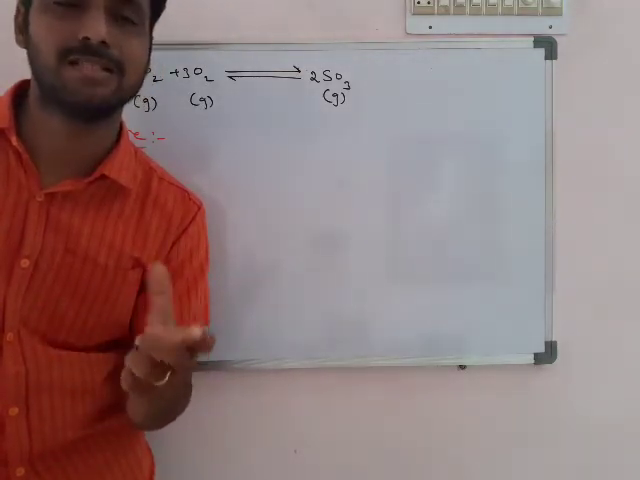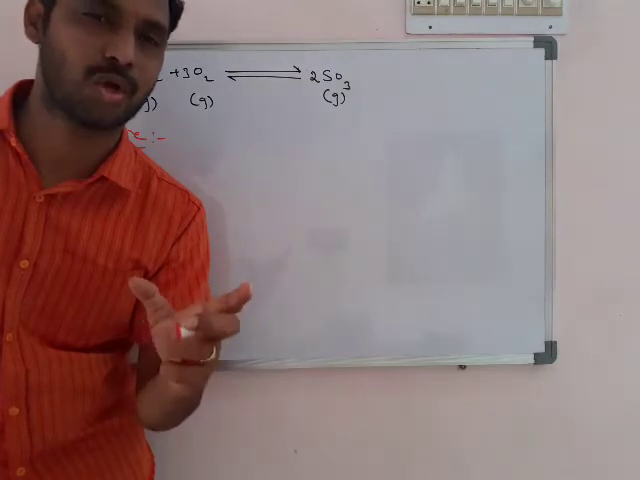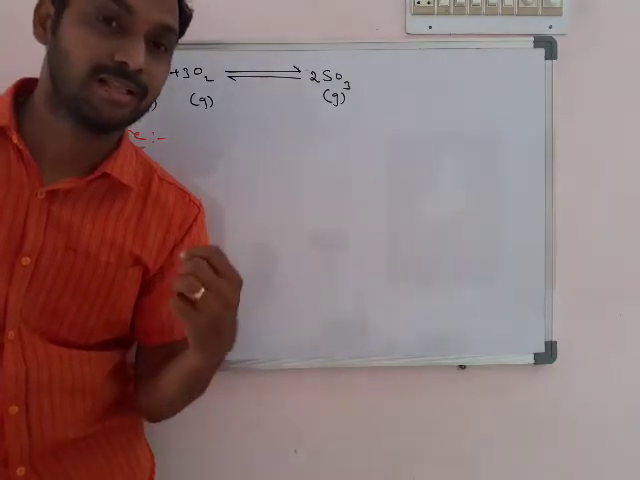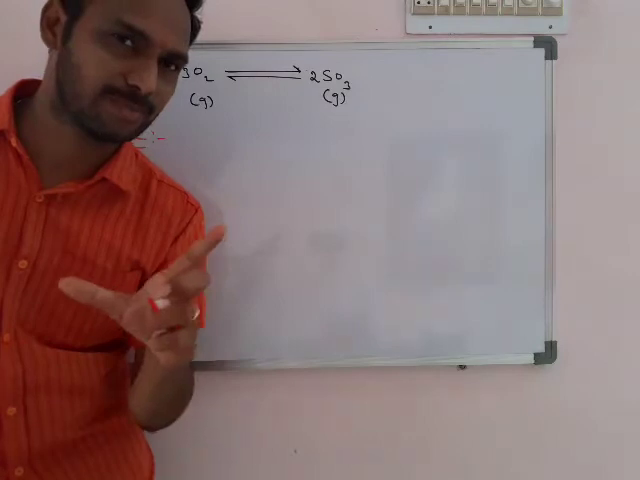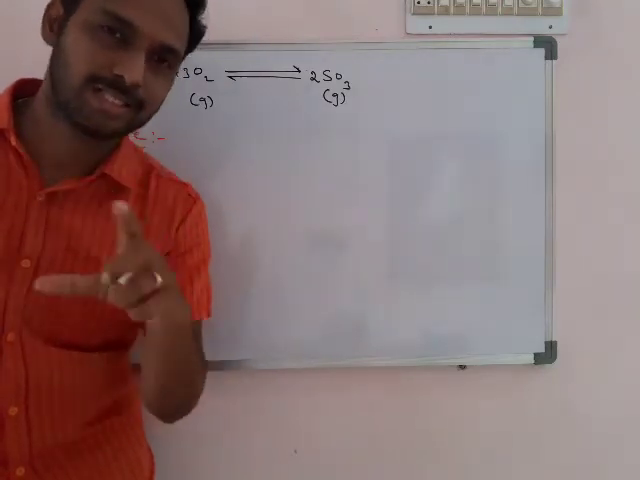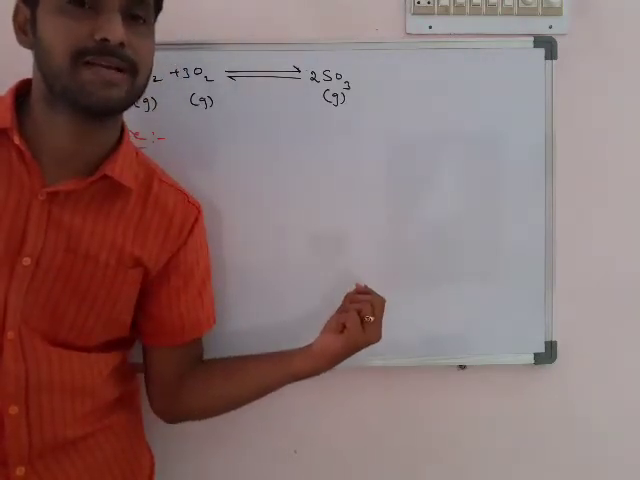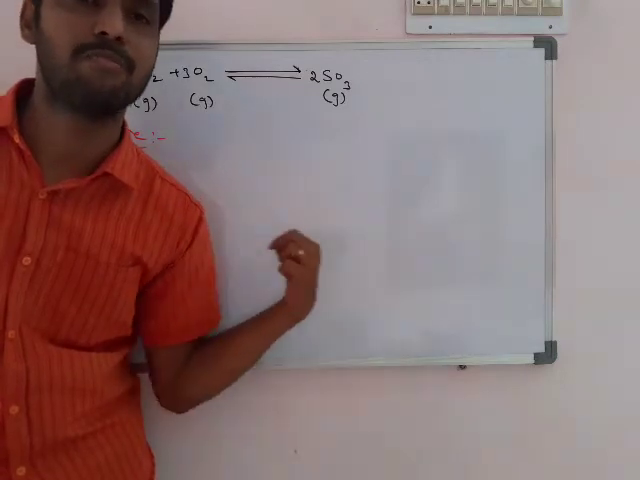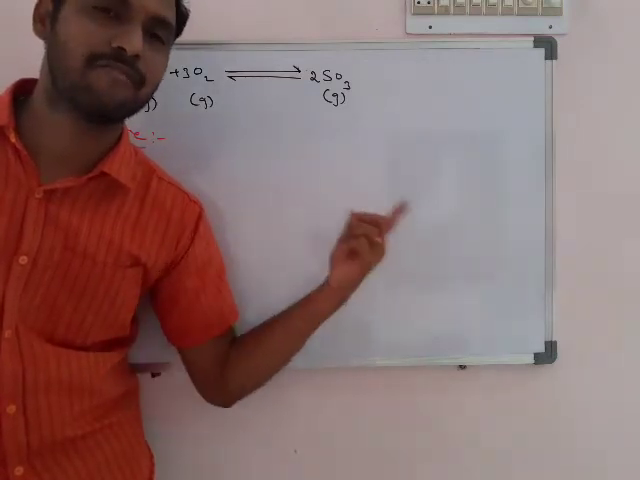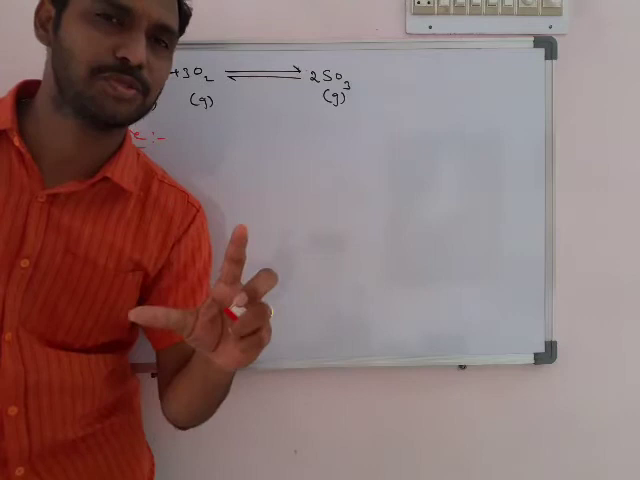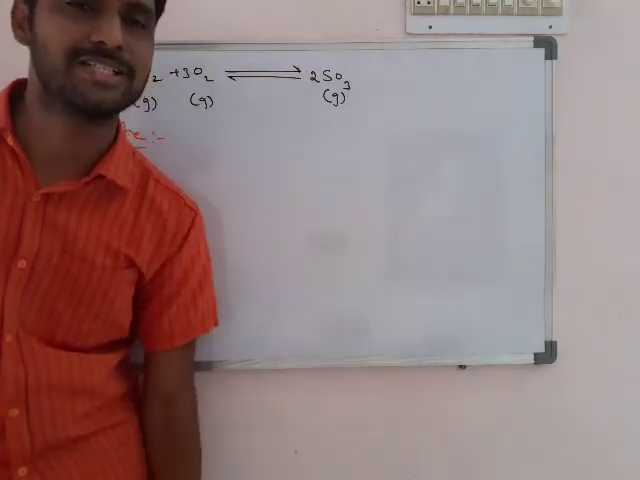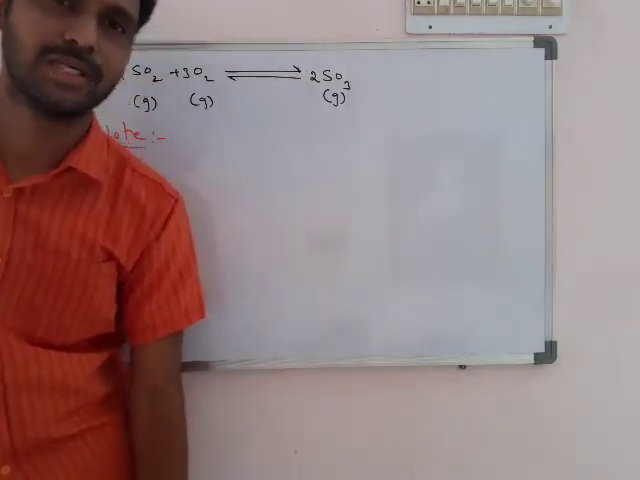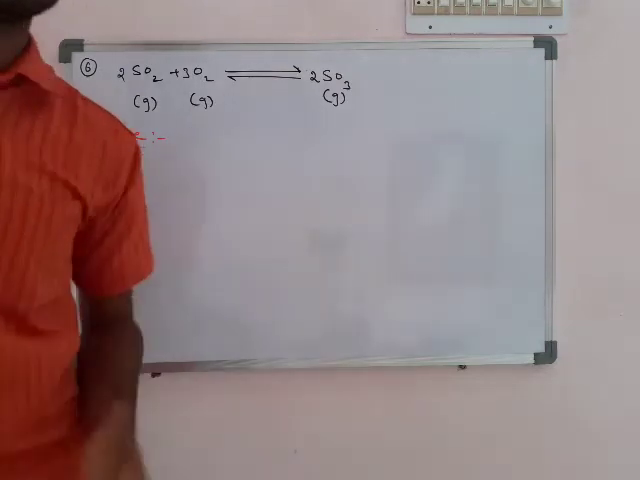Why it appears stopped is because the rate, the speed, of the forward reaction becomes equal to the speed of the backward reaction. The forward and backward reactions occur at the same speed. That condition is called equilibrium. So generally for equilibrium we use this symbol.